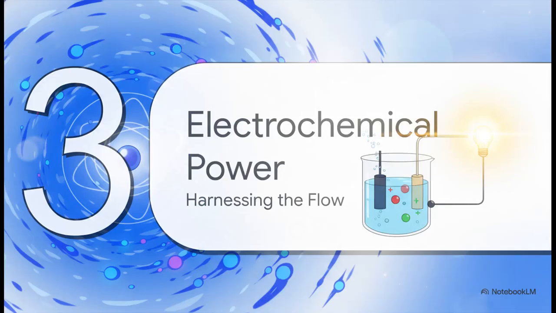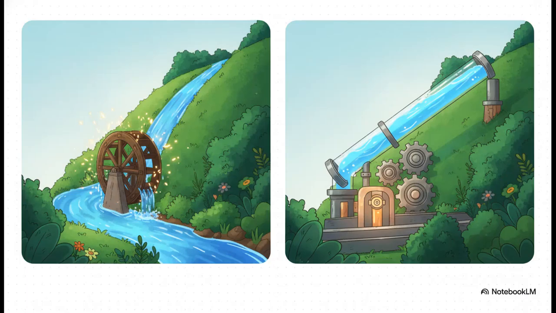Which brings us perfectly to Section 3, harnessing electrochemical power. This is where theoretical physics turns into practical chemistry. So we can eject electrons. Great. Now can we capture their flow to do actual macroscopic work? Yes, we can. We basically have two main setups ruling our world.